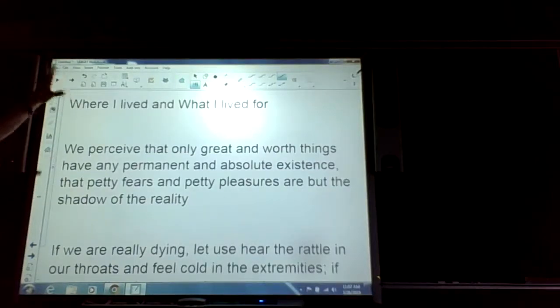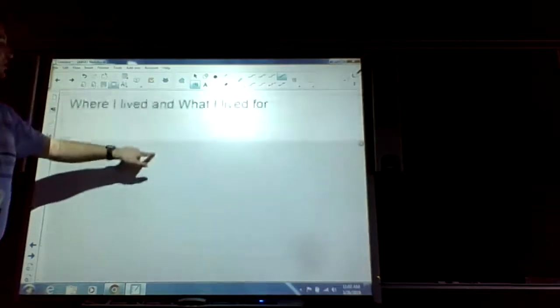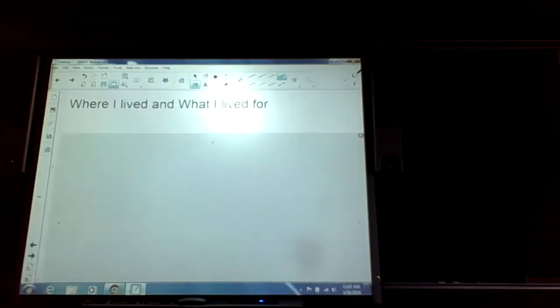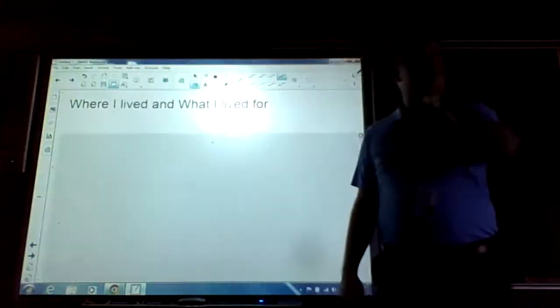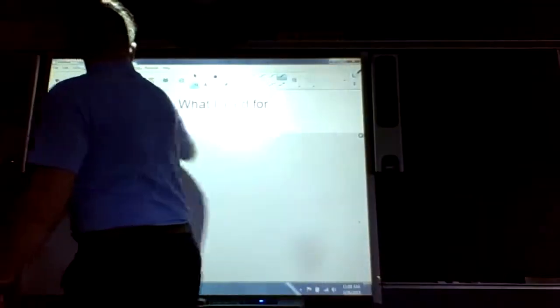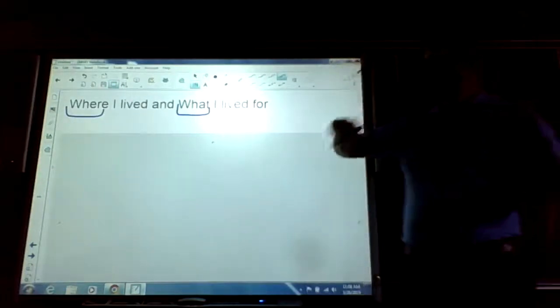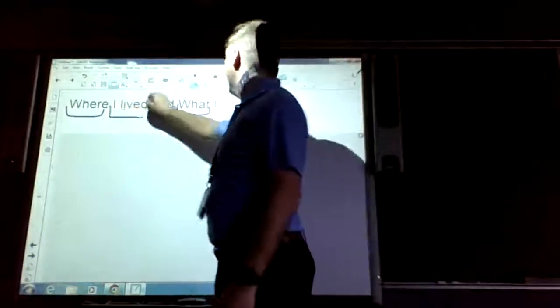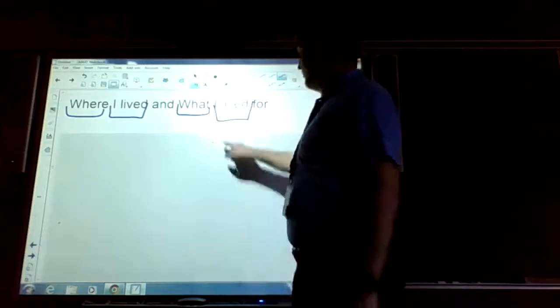Can anyone, without me giving you any clues, identify parallelism that exists in this? This is a title of a book. What is parallel to what? Where they would do what? Yeah. So we have the word where and the word what. Those are two words that are under the same umbrella, right? And then after where I lived, what I lived for.